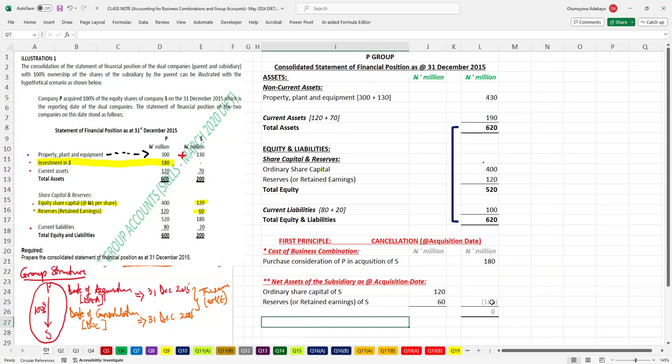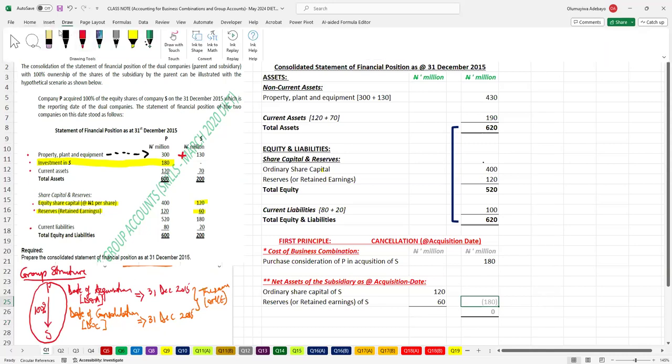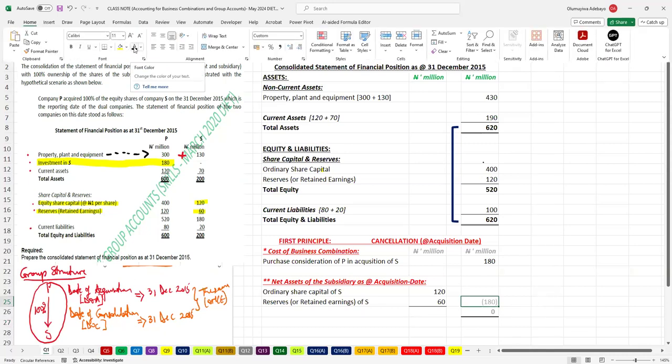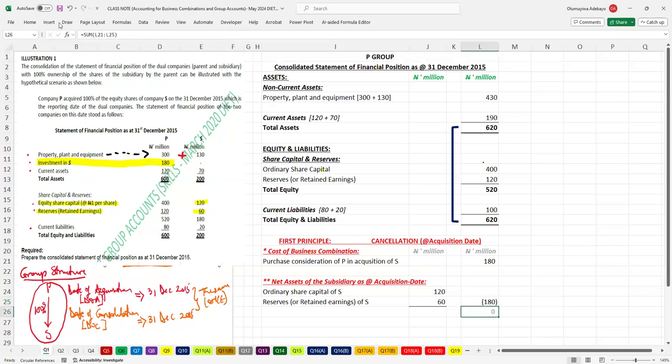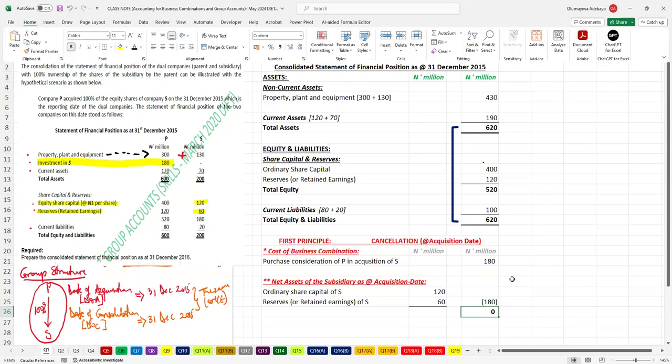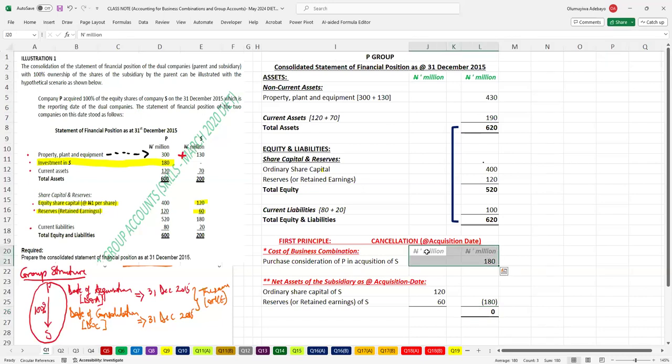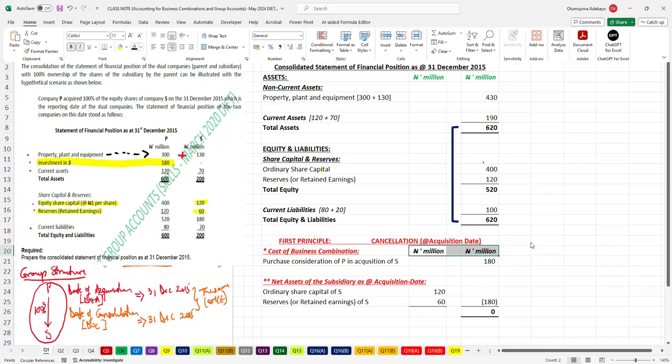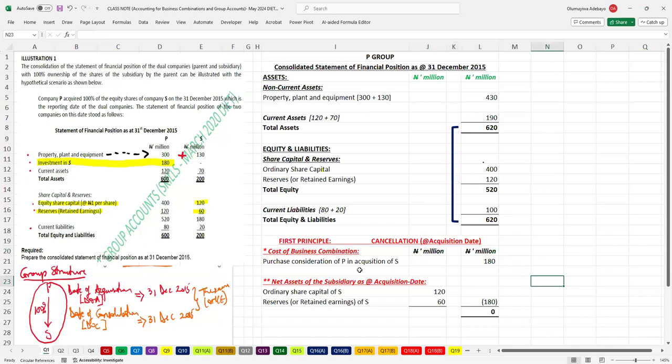Now, at the end of the day, you find out that what we have more or less parted with, which is 180, is equal in value to what we brought back from the markets. And by so doing, it cancels out one another. And by cancellation, it simply means you never profited from that acquisition from day one because you paid exactly the value of what you acquired, or what you bought. Which means I paid 180 million for a business that is equally 180.